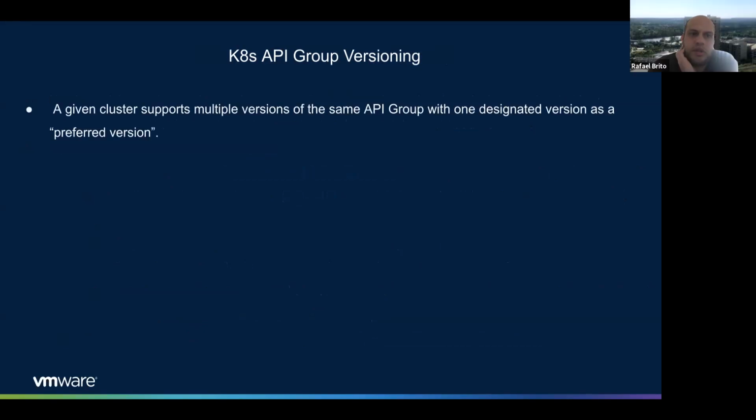So each running cluster has a list of the versions of the API group that is supported. And it's an array for each API group. And from this array, one entry is flagged as a preferred version.